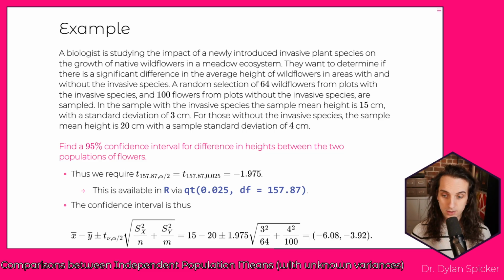We then can plug into our actual confidence interval formula. All right, so we plug in our values for our estimated sample means. We plug in our critical value that we just worked out, plug in the estimated sample variances or sample standard deviations, and we work through and find that the interval is going to be negative 6.08 to negative 3.92. And so that's the interval for the differences in heights between populations that have been dealing with this invasive species and those that have not been dealing with this invasive species.